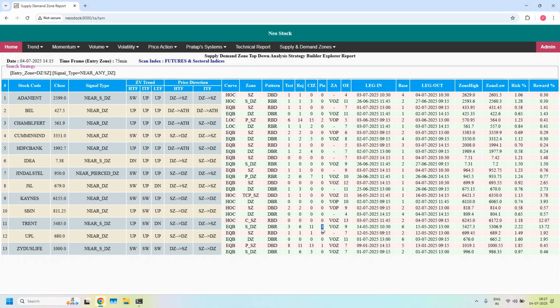Why? It is a pierced zone. Pierced zone, you can't use HLQ zone strategy. So that's why this is not valid. And third one is Zydus Life. This is a daily high liquidity demand zone. So total 3 stocks we identified. Adani Enterprises, then Idea, and then Zydus Life. These are the 3, sorry, not daily, sorry for the mistake. These are the 75 minutes high liquidity demand zones.